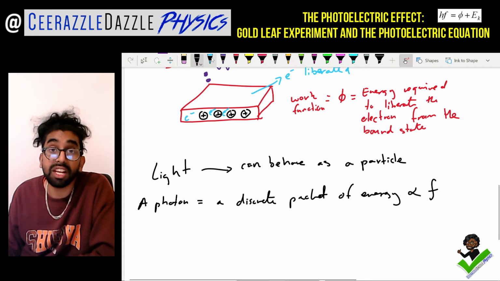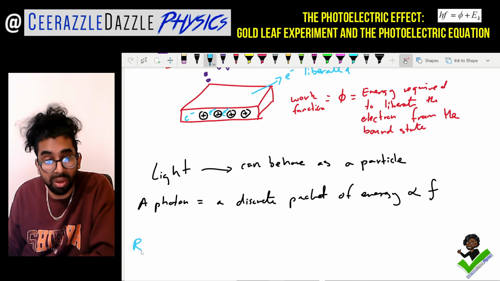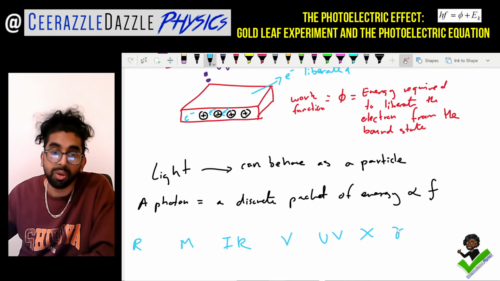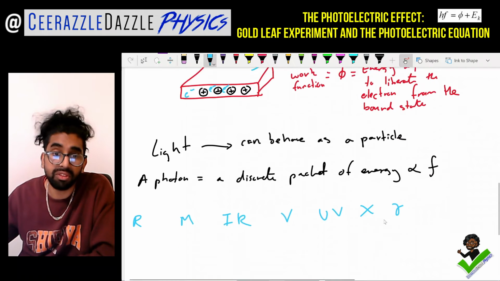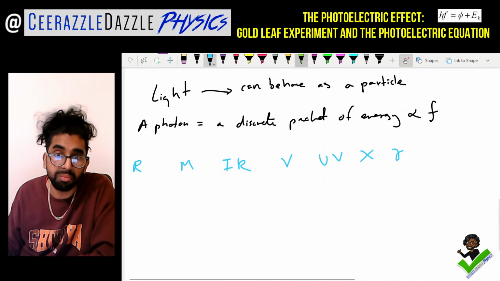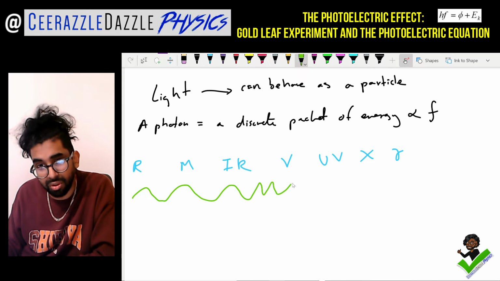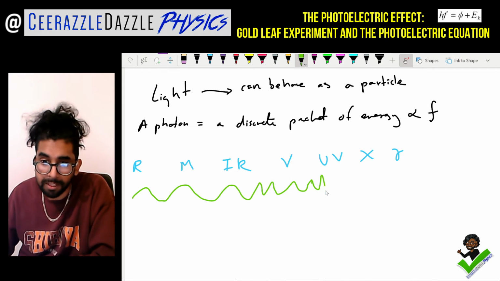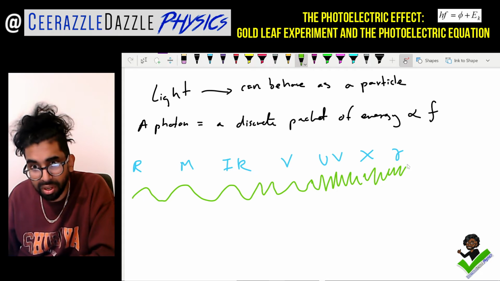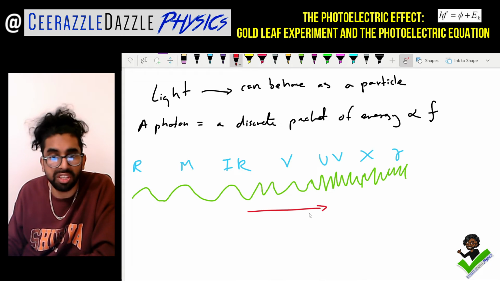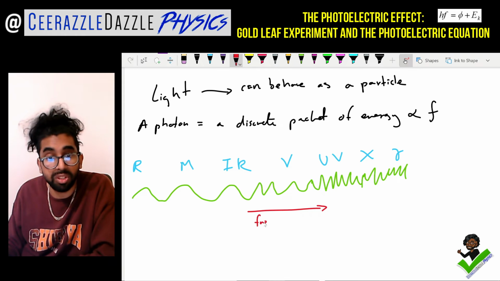Let's have a reminder of the electromagnetic spectrum. We know that we have radio waves, microwaves, infrared radiation, visible light, ultraviolet, X-rays, and gamma rays. As we go across this spectrum, we notice that we have a long wavelength at the start, and as you go across, it gets shorter and shorter. Then finally, as you go to gamma, the frequency is even higher. So we can clearly see that as you go across this spectrum, the frequency is increasing.